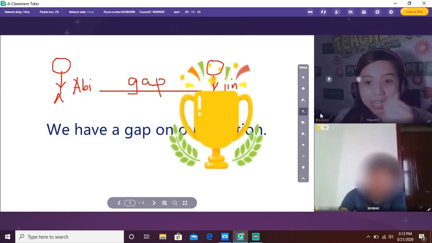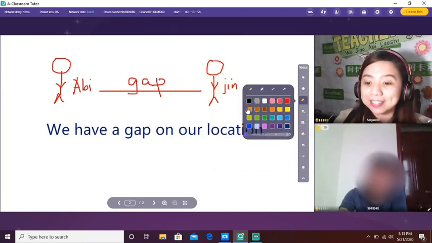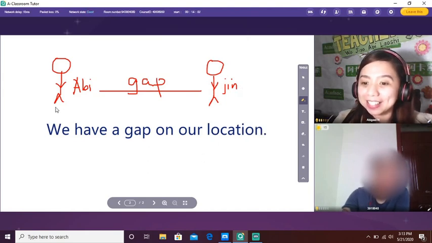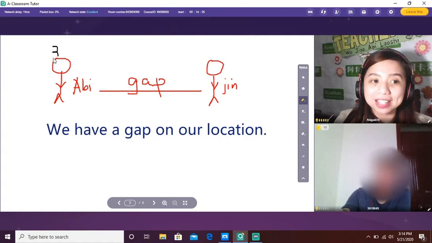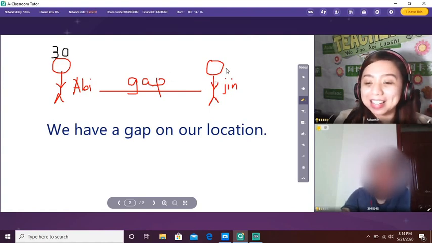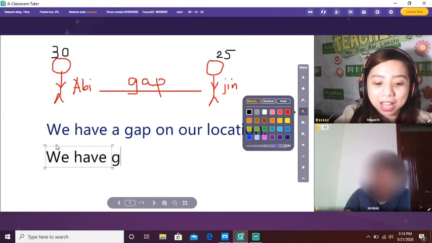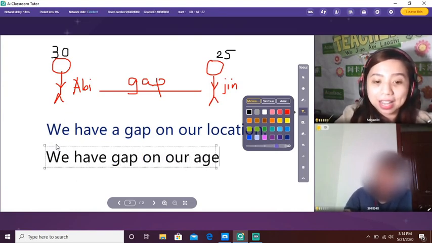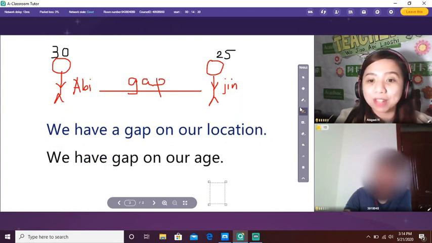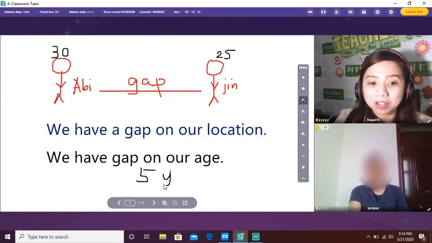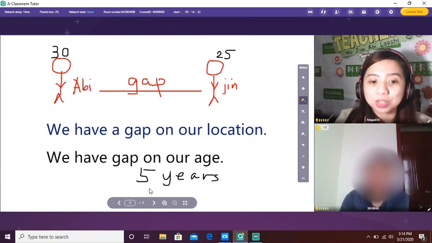Yes, very good. I have another one. How old are you, Jin? How old are you? I'm 30. I'm 30 years old. And you are? 25怎么说? You're 25. Oh, you see, I am older than you. So we have gap. We have gap on our age. Yes. So that's 5 years. Our gap is 5 years. Okay? Yes. Oh, so okay. This is the gap.